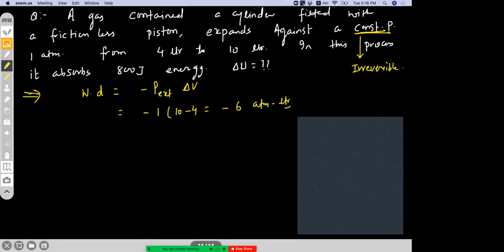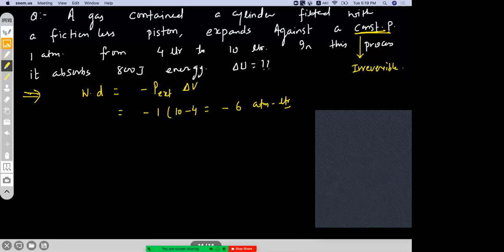I think one of the answers that you have given is correct, because one data I have changed here. Correct, 6 atm liter. So we have to convert this into joule. So minus 6 into 101.325 joule. Okay, this is one thing. The system absorbs 800 joule of energy, so Q is plus 800 joule.